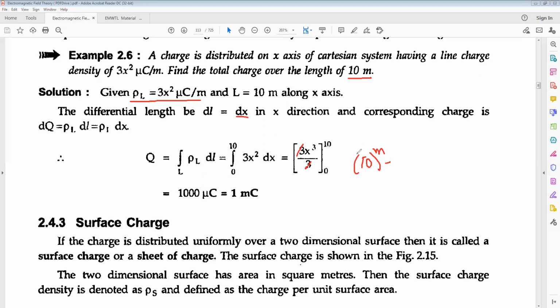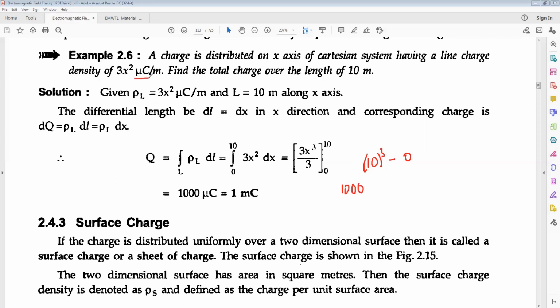minus the 0. The x is 0 now. So the x value is 10, so 10 cube minus 0. So 10 cube means it's 1,000.